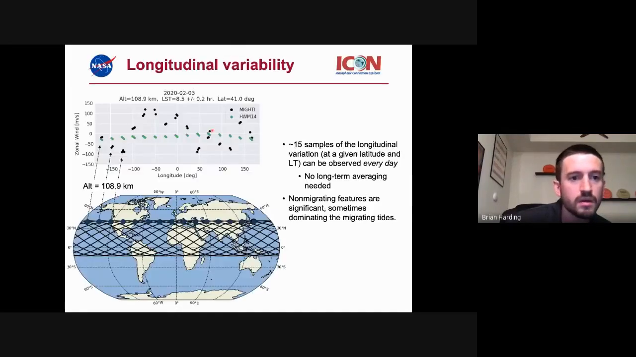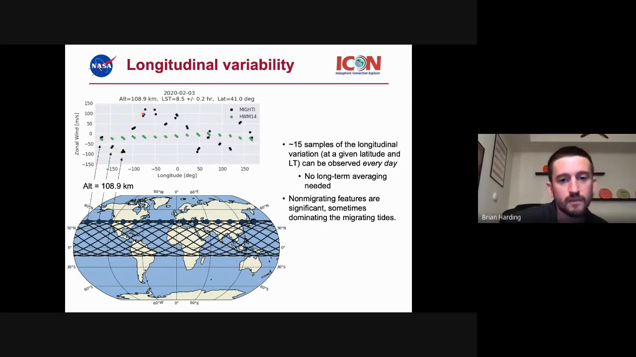Okay. Just to show this kind of different sort of way, I just took data from one altitude. This is around 110 kilometers. And on every pass, I just plotted a few points around that location up here at mid-latitudes. And the black dots are the zonal wind at that longitude.